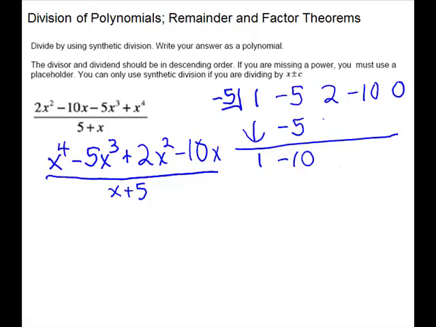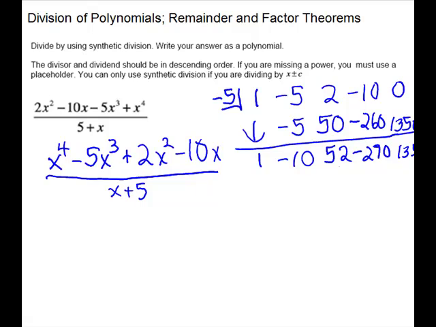Negative 10 times negative 5 is a positive 50. 50 plus 2 is 52. 52 times negative 5 gives us negative 260. And a negative 10 gives us negative 270 times a negative 5, 1350, positive. And that's going to be your remainder. And I am sorry I got so close to the edge.